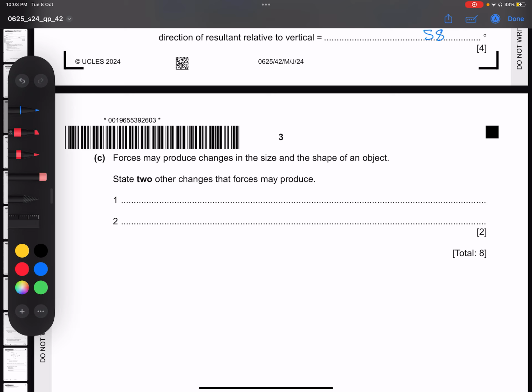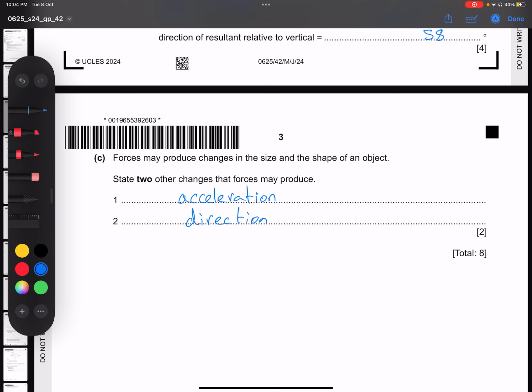So other changes that a force may produce is in the actual motion. So the magnitude of the motion might change. So it can cause an acceleration because a force is just an acceleration. And other than that, it can also change the direction of the vector. So the direction can also be changed. So it can be direction.